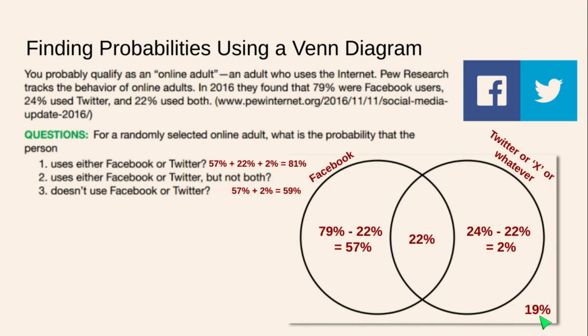Now we want to find the odds of not using Facebook or Twitter, and that should be obvious at this point. It's just 19%.